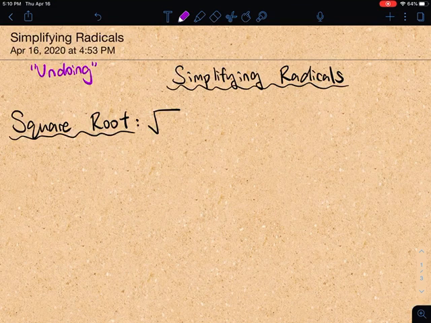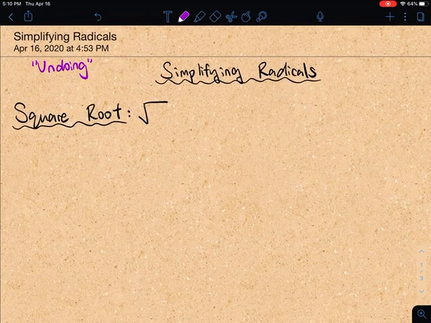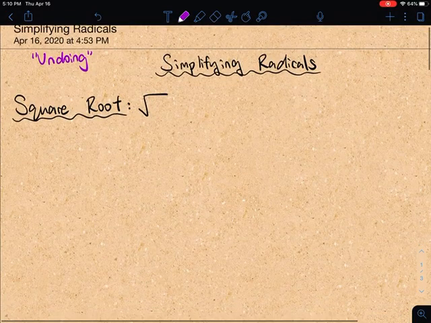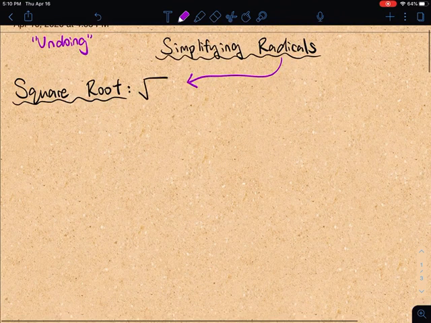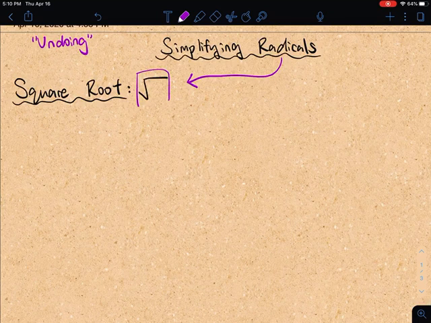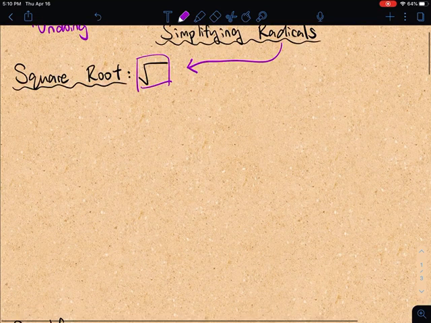But before we actually get there, I just want to talk about how we can simplify radicals, and in particular, how we can simplify square roots. Okay, so a radical square root will be an example of a radical. So we'll focus on how we can simplify square roots, and this is a square root symbol.